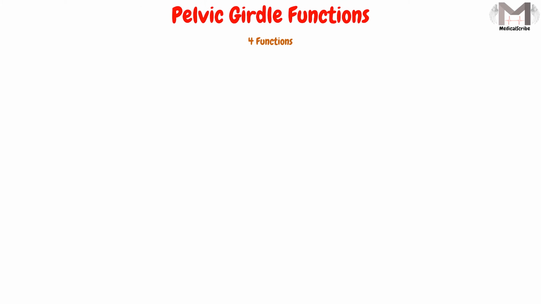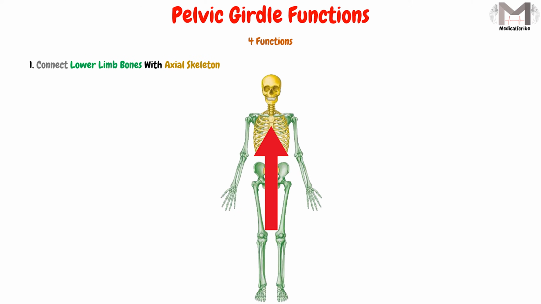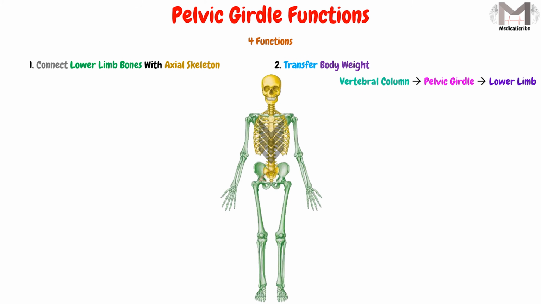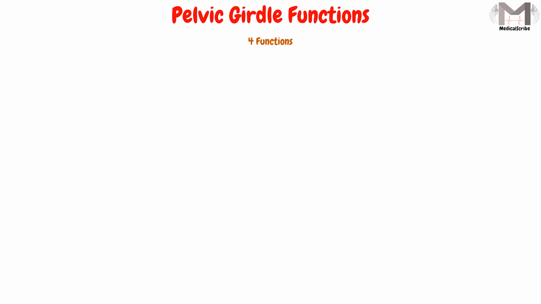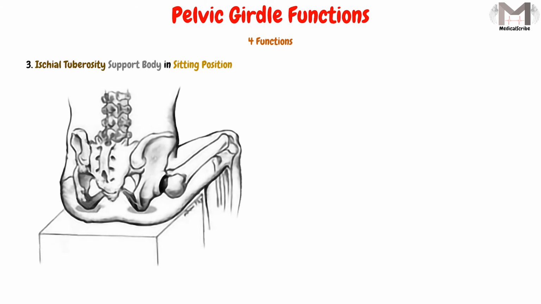Finally, in today's video, we will talk about the pelvic girdle functions, which are four main functions. The first function is to connect the lower limb bones with the axial skeleton. The second function is to easily transfer the body weight from the vertebral column through the pelvic girdle toward the lower limb. The third function is that the ischium, through the ischial tuberosity, as we said, supports the body in the sitting position. And lastly, the pelvic girdle helps in locomotion.